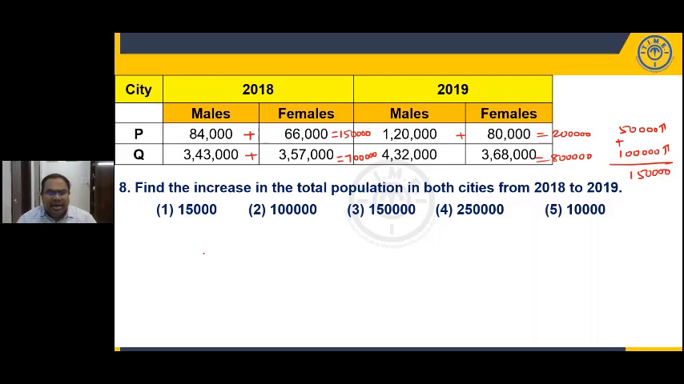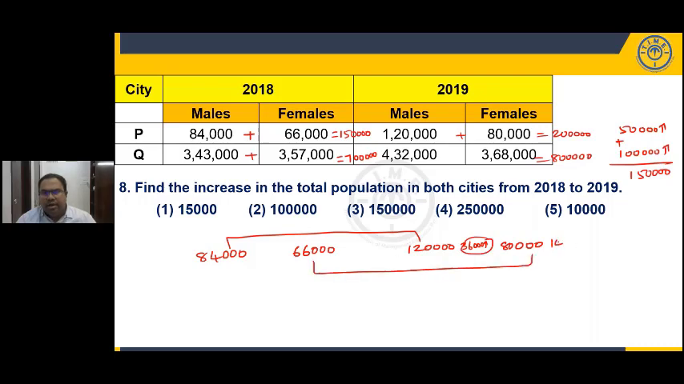I'm saying 84,000. Instead of adding this, you can also compare male to male, female to female. You can also do like that. You can directly add or you do whichever is convenient, depending on the question. 84 to 1,20,000, so it is an increase of 36,000. 66 to 84, increase of 14,000. So overall increase will be 50,000.